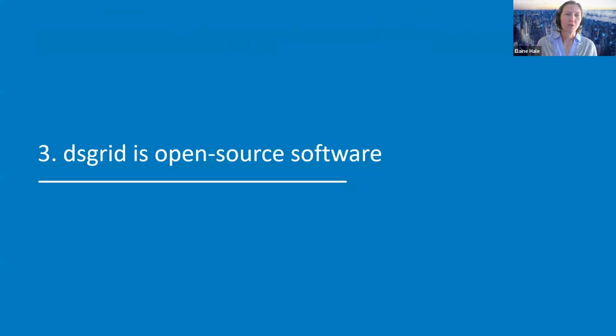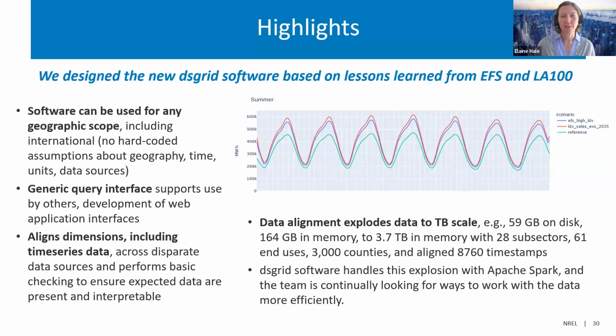All right, and this brings us to the third aspect of dsgrid. dsgrid is open source software. So basically, after we completed that proof of concept project, which was done for the Electrification Futures Study, or EFS, and we did LA100, we knew a lot more about what it takes to take high resolution data from demand side sector modeling teams and compile that into something usable by grid models. And so we started over on the software side and designed the software stack that we really need to do this work more cleanly and efficiently. And we designed this, not for a specific project, but to be a generic tool for this kind of work. And so it's not tied to any specific geographic scope or temporal scope or anything like that. It's very configurable just with the data you input into it. And then once you've designed a data set, there's a generic query interface that lets you analyze those data.